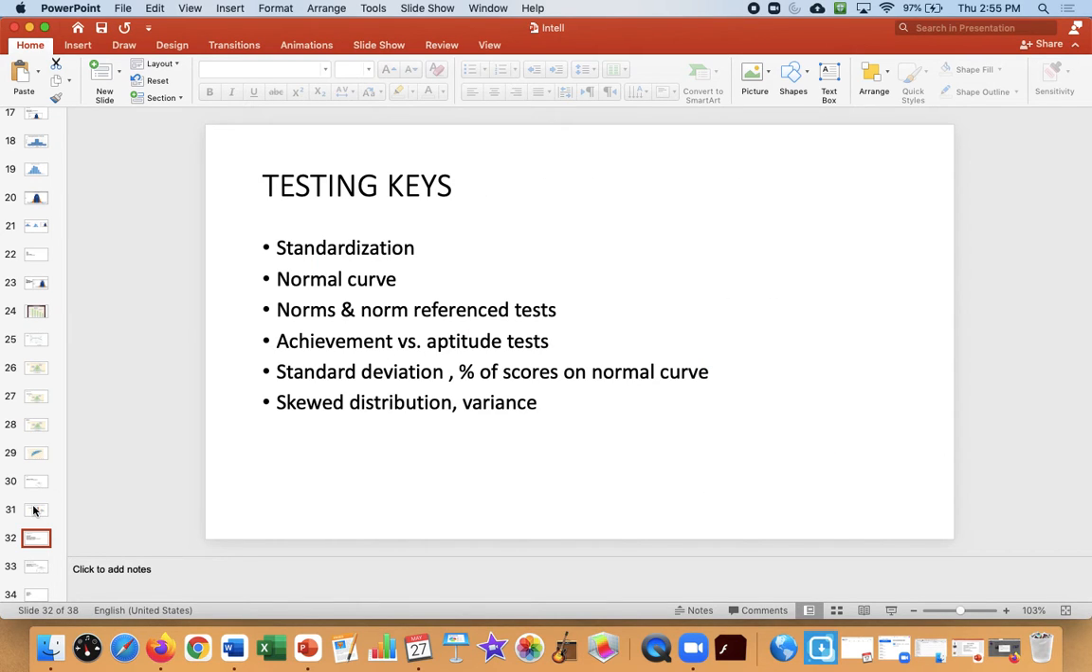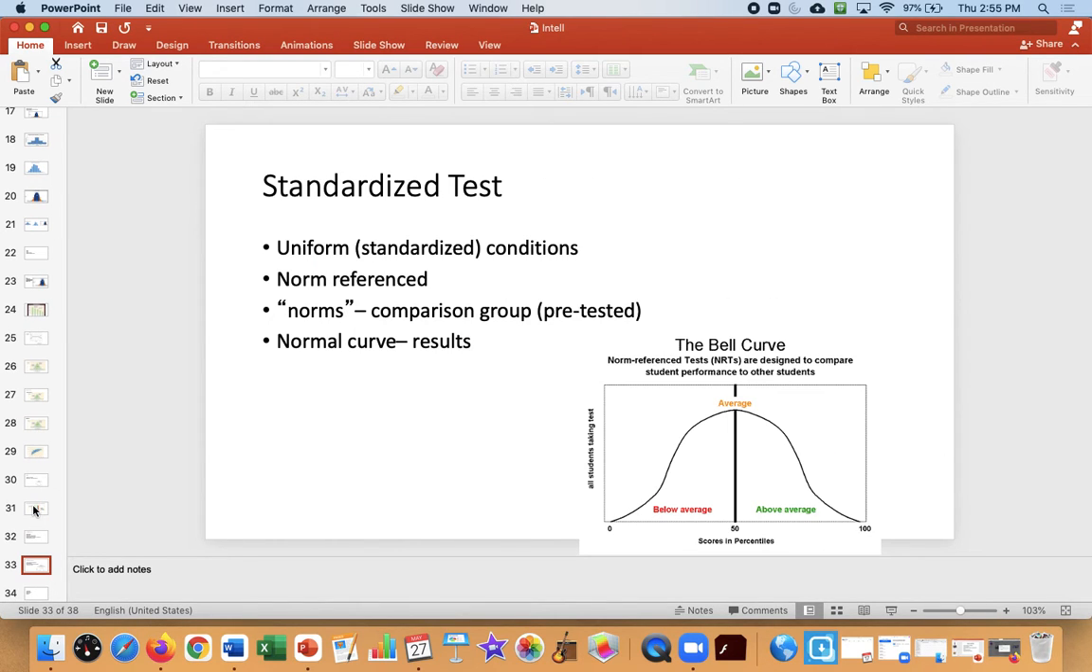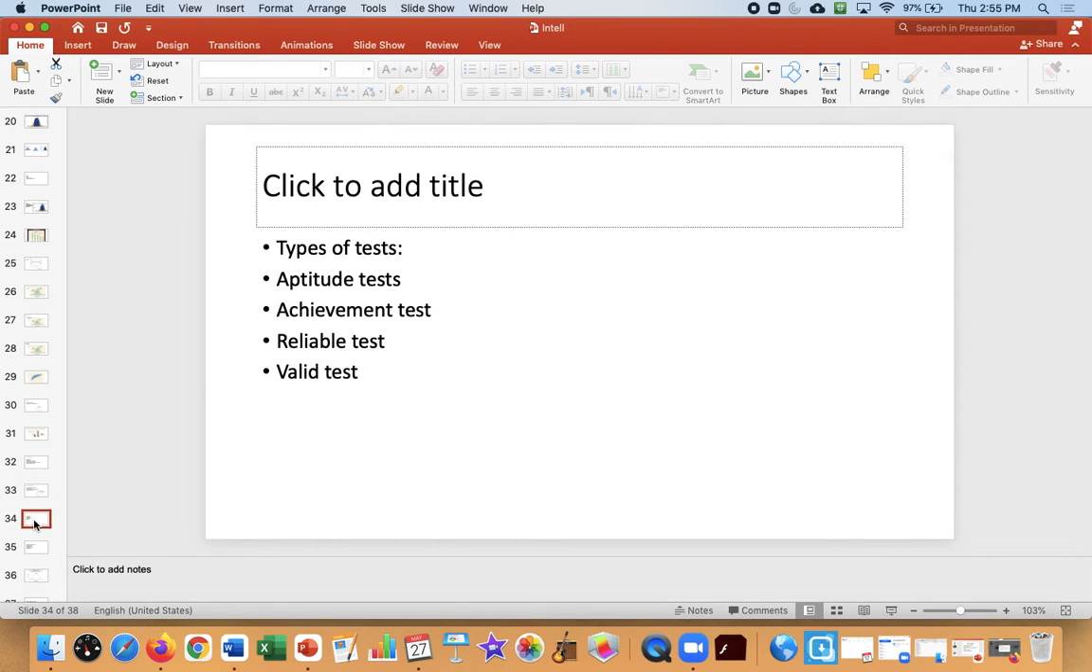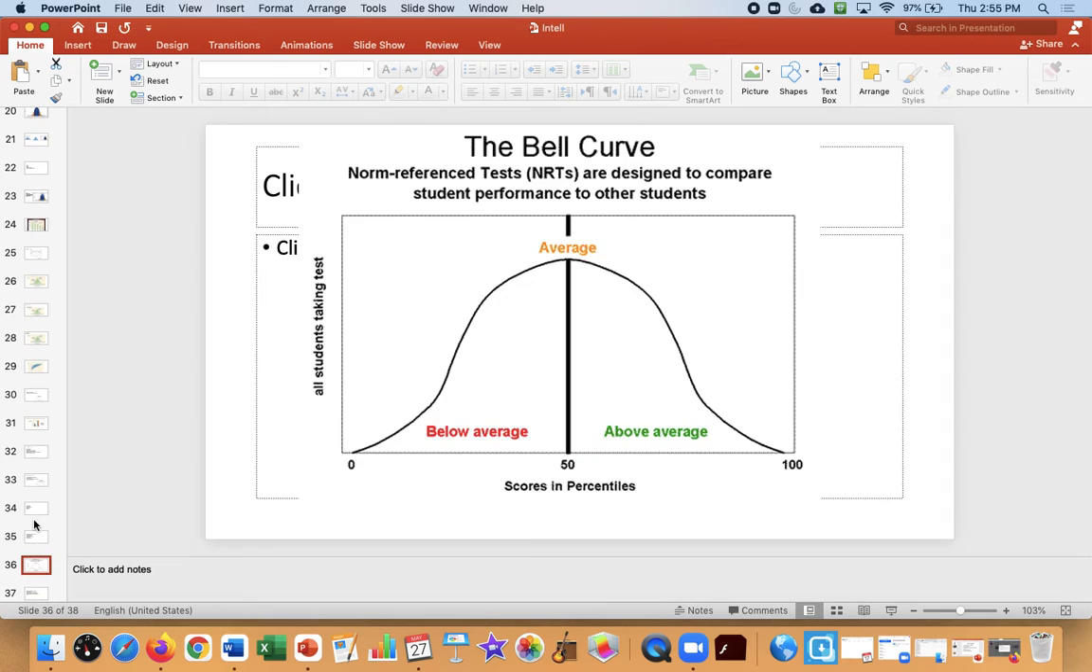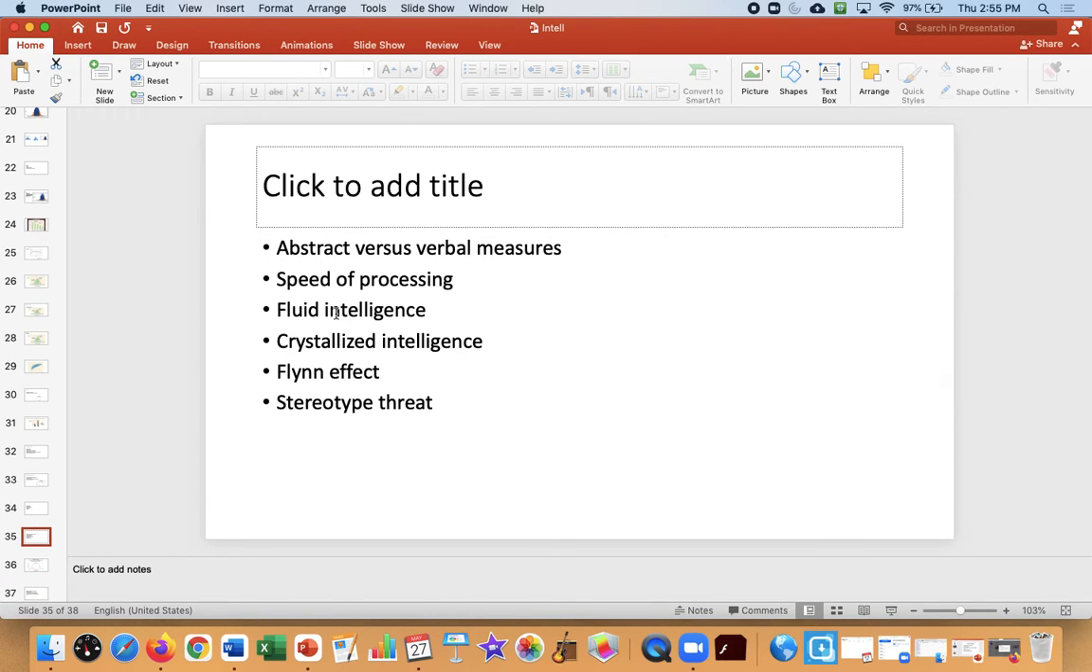All right, standardization, a standardized test, and norm reference tests. What does this mean? Okay, norms are scores. A normal curve, any standardized test will be on a normal curve. Aptitude tests, abstract. The Flynn effect, people are getting smarter.